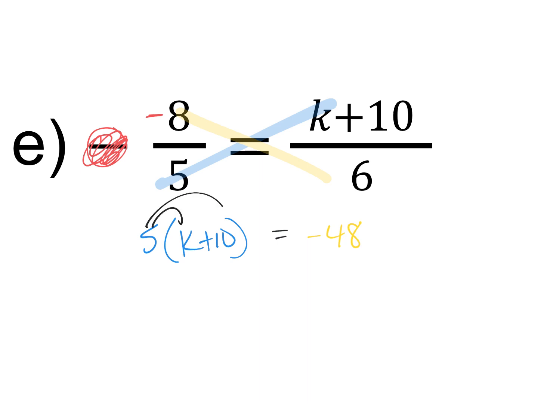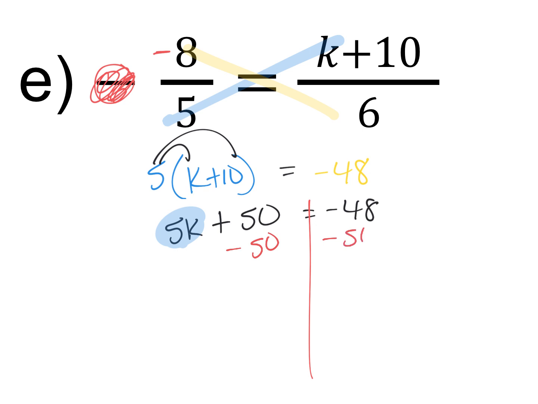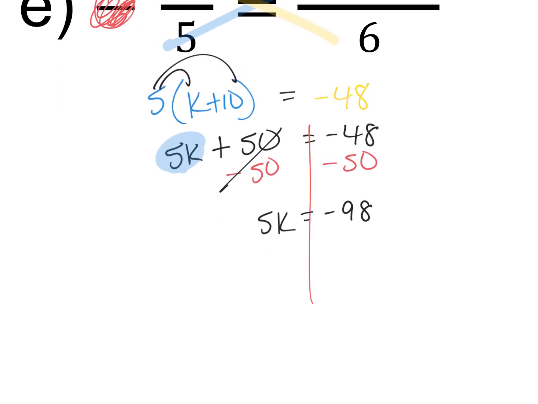Okay, we're ready to solve. Let's go ahead and distribute that 5 to get rid of the parentheses. 5 times k is 5k. 5 times 10 is 50. Bring everything else down. All right, so now we are trying to isolate this 5k. So let's get that 50 off of there by subtracting it. So minus 50, minus 50. Those cancel, and we have 5k is equal to, and it's negative 48 minus 50, so that would be negative 98. All right, let's divide by 5. So k is going to equal negative, I believe, 19.6, I believe.